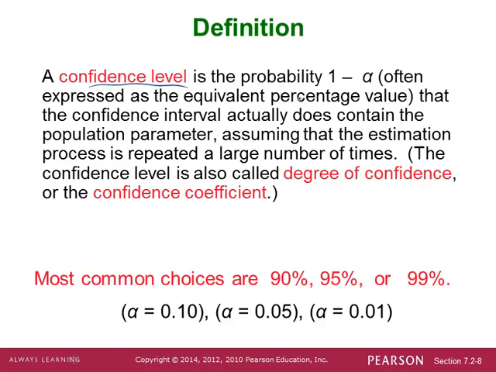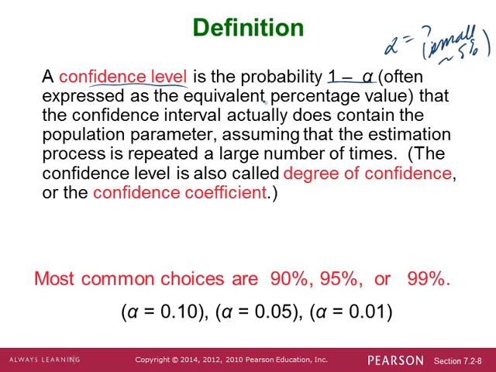Confidence level is the probability of 1 minus alpha. By the way, I'll tell you what alpha is. But alpha is just going to be some number between 0 and 1. Typically, it's going to be small, something like 5%, 10%, 2%, 1%. So that means 1 minus alpha will be rather large. 95%, for example, is the typical confidence level.